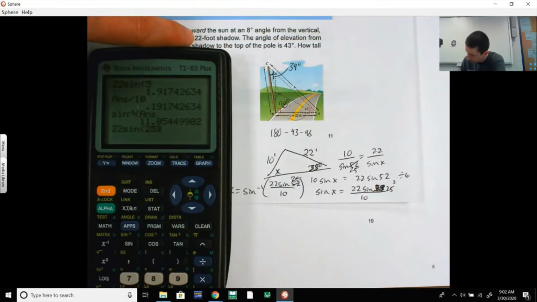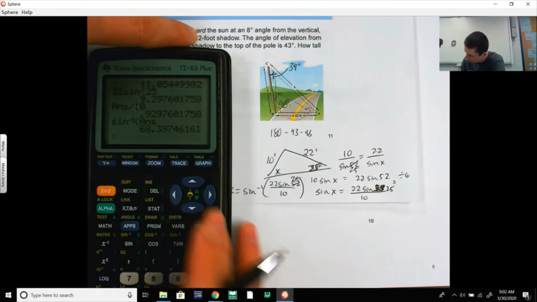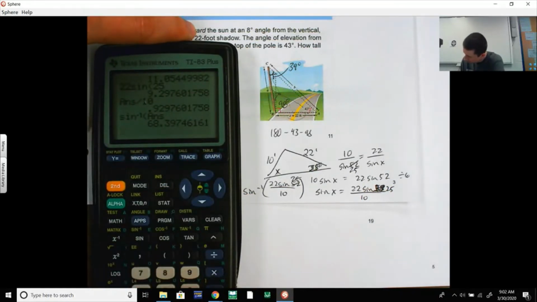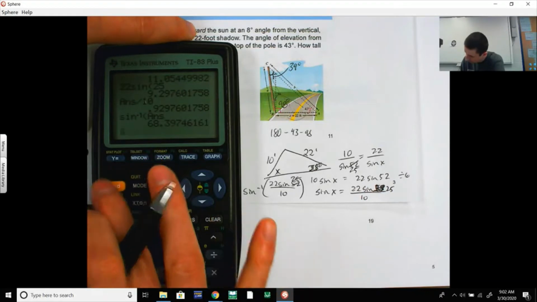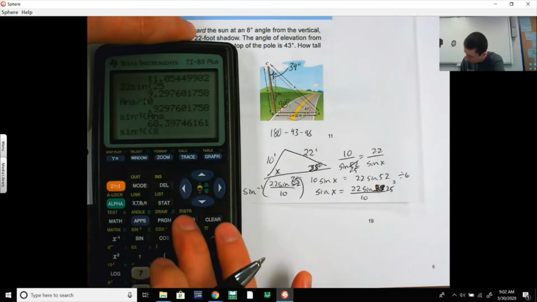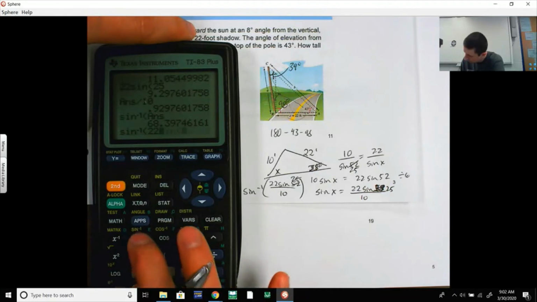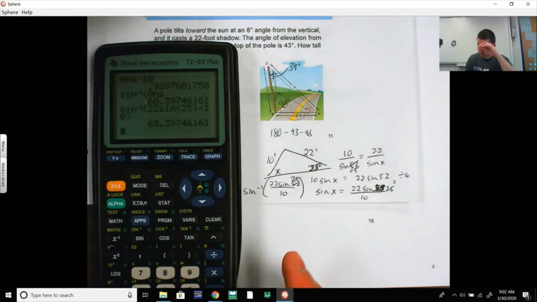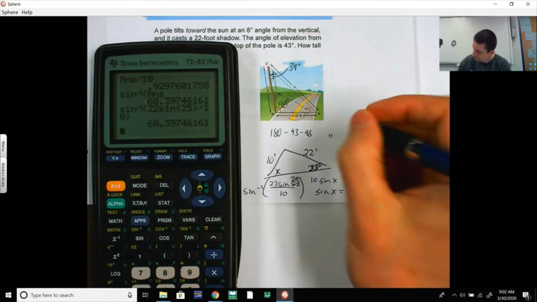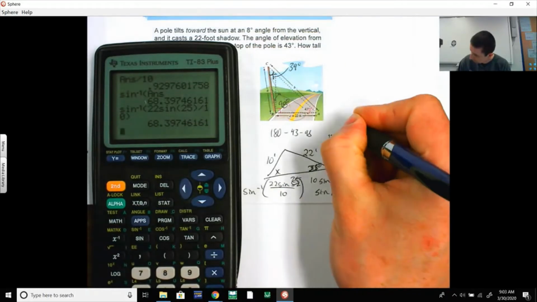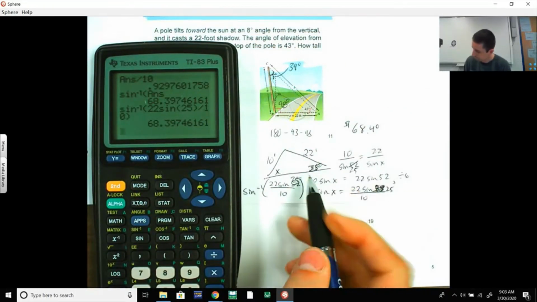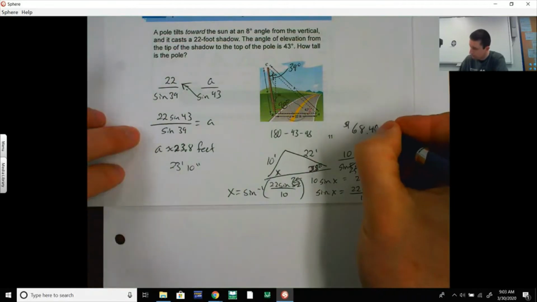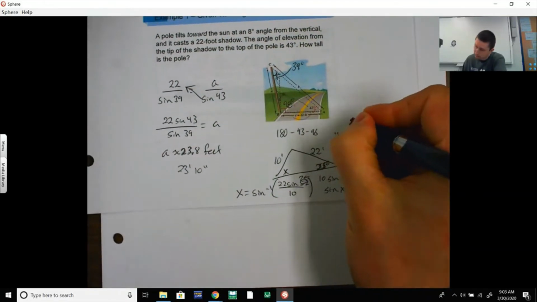22 sine 25, what's going on here? Divided by 10. 25 would have worked also, 68 degrees. Okay, so what do we do wrong? 22 sine, so I want the inverse sine of 22 times the sine of 25 divided by 10. That time it worked. Okay. 68.4 degrees. Again, they will give you problems that actually work out. That's the degree sign, not $68. All right, I put a dollar sign on there. Okay, 68.4 degrees.